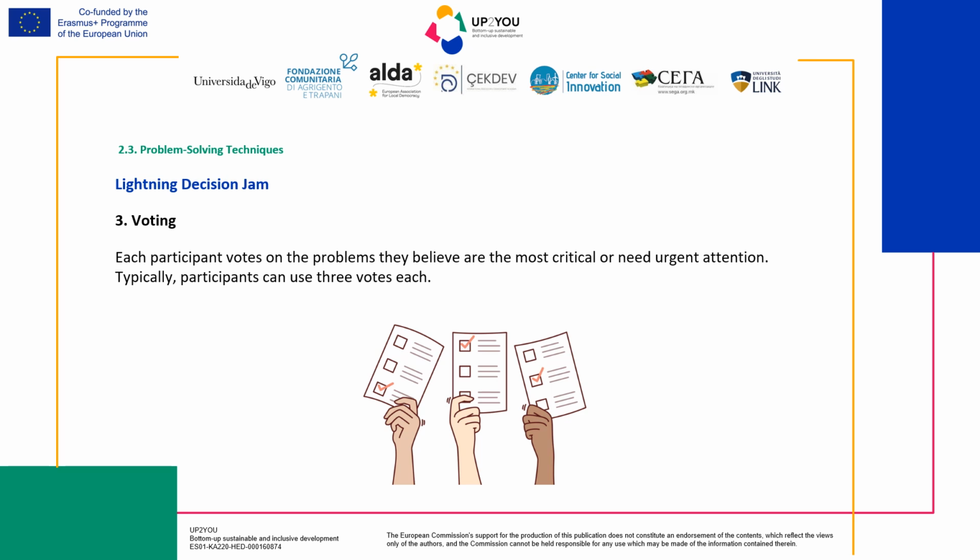It's time to vote. Each participant gets 3 votes to prioritize the problems they feel are the most critical or need immediate action. This is an important step because it helps the team quickly identify which issue to focus on first. Voting is typically done using stickers or marks on the sticky notes, and it ensures that everyone's voice is heard while guiding the group towards the most urgent challenges.